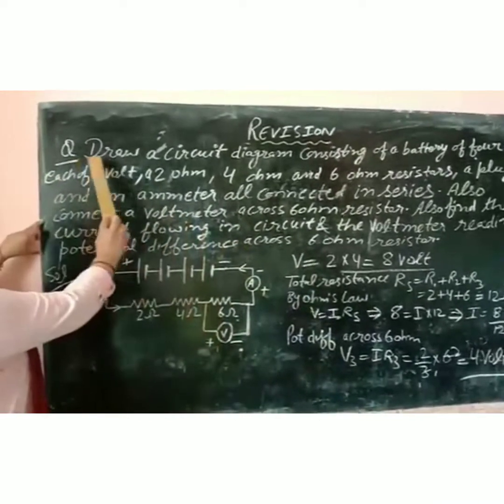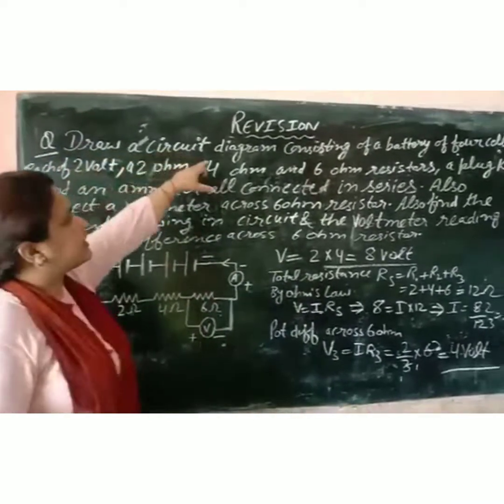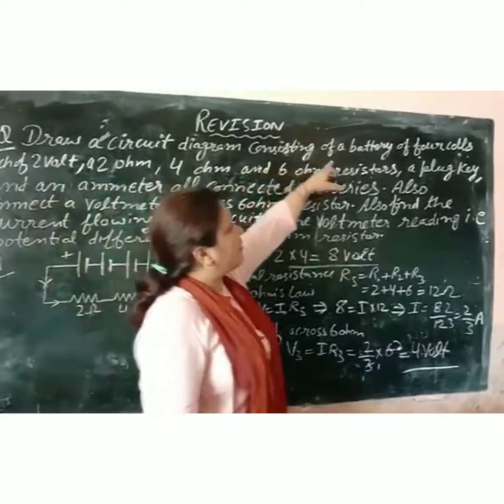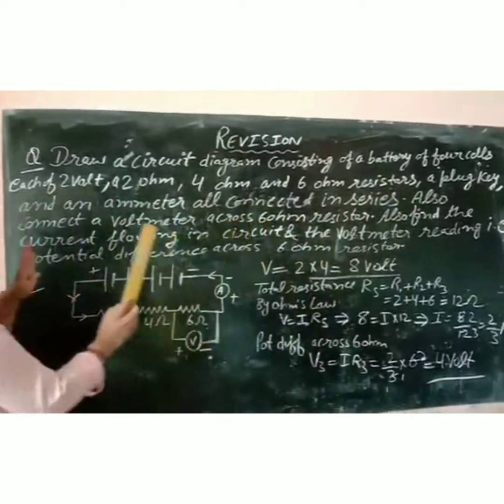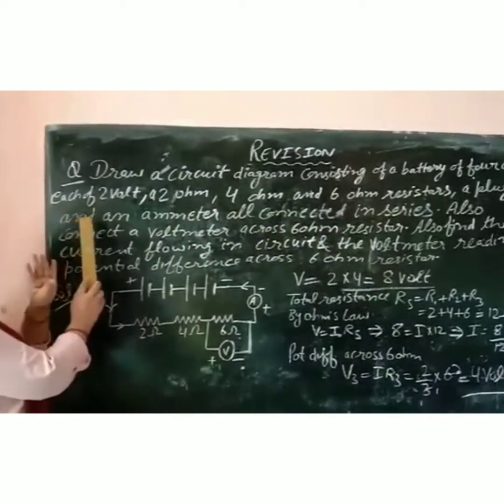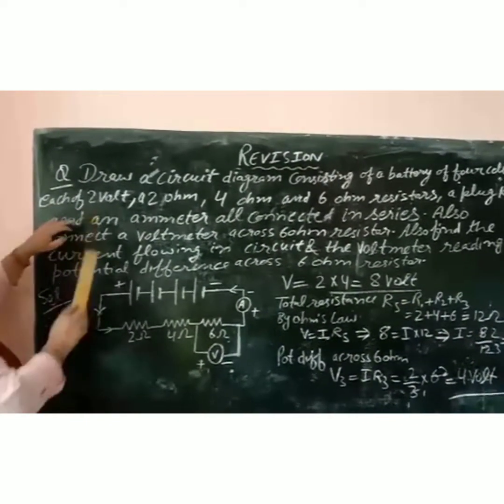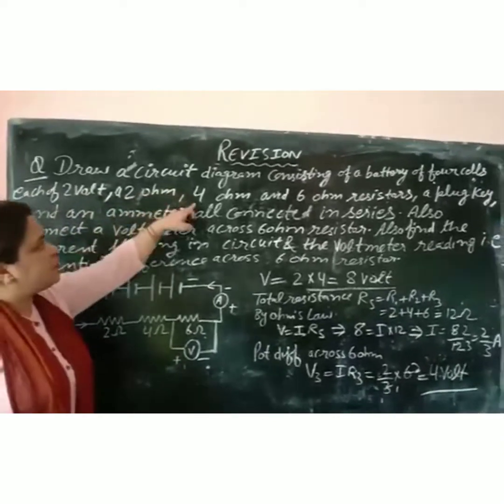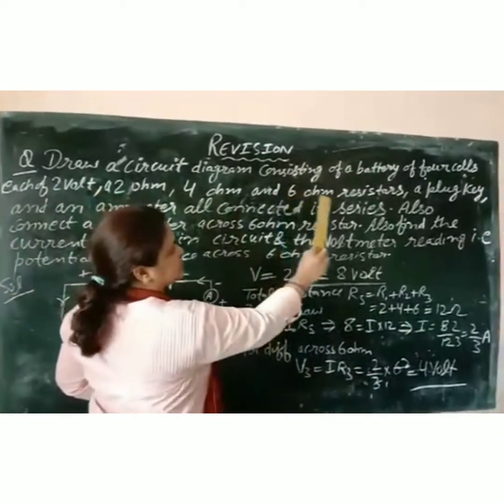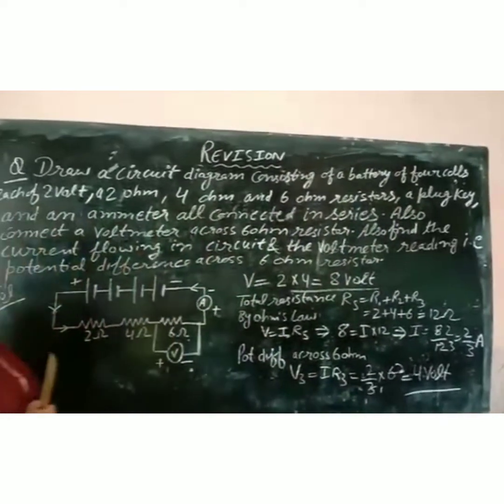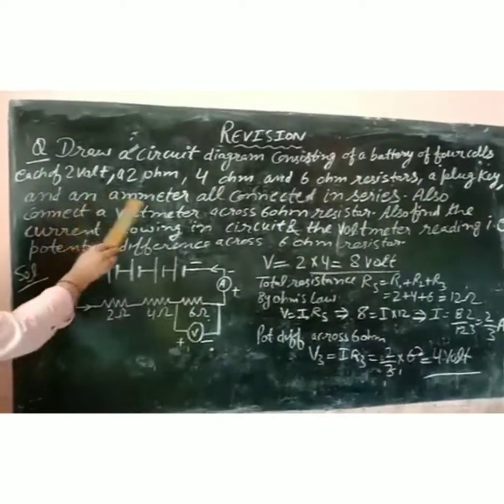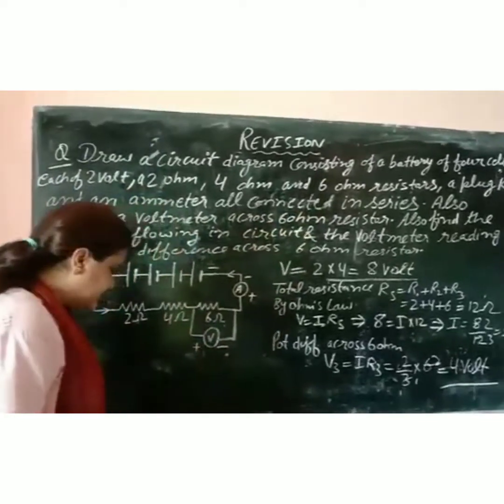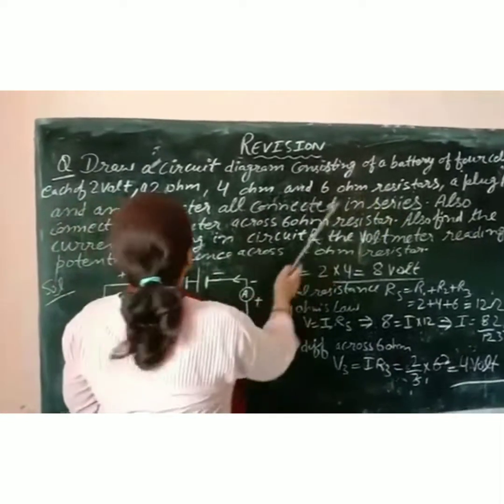This is your question of chapter electricity. So let's start. The question is, draw a circuit diagram consisting of a battery of 4 cells, each of 2 volt. A 2 ohm resistor, 4 ohm resistor, 6 ohm resistor is given. A plug key is also given and an ammeter is also given. All are connected in series.